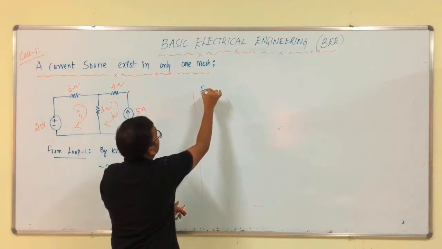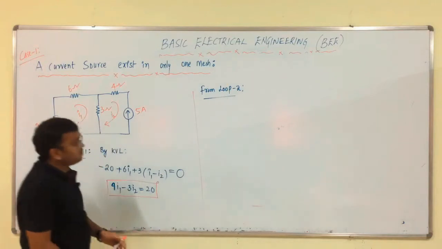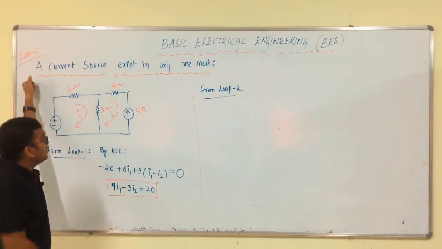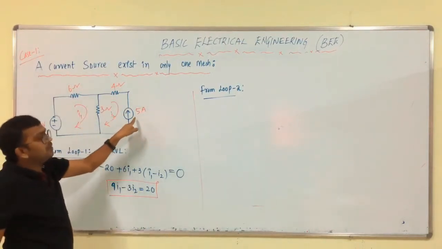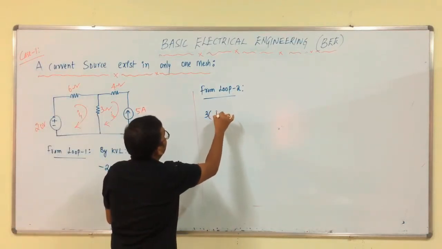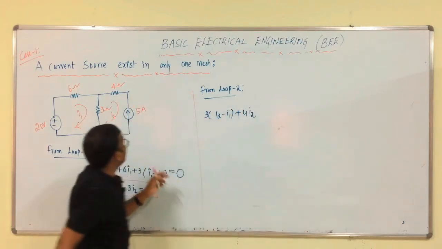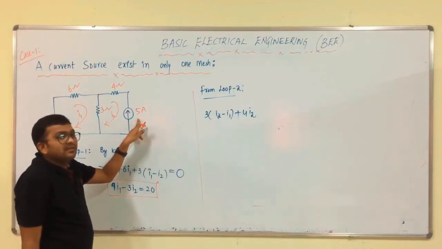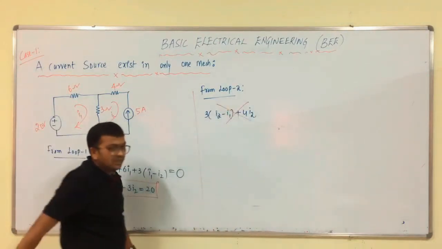From loop 2, we have to write the equation 3 into (I2 minus I1) plus 4 into I2. But coming to this element or source, how can we write? Then there is no need to write this loop equation.